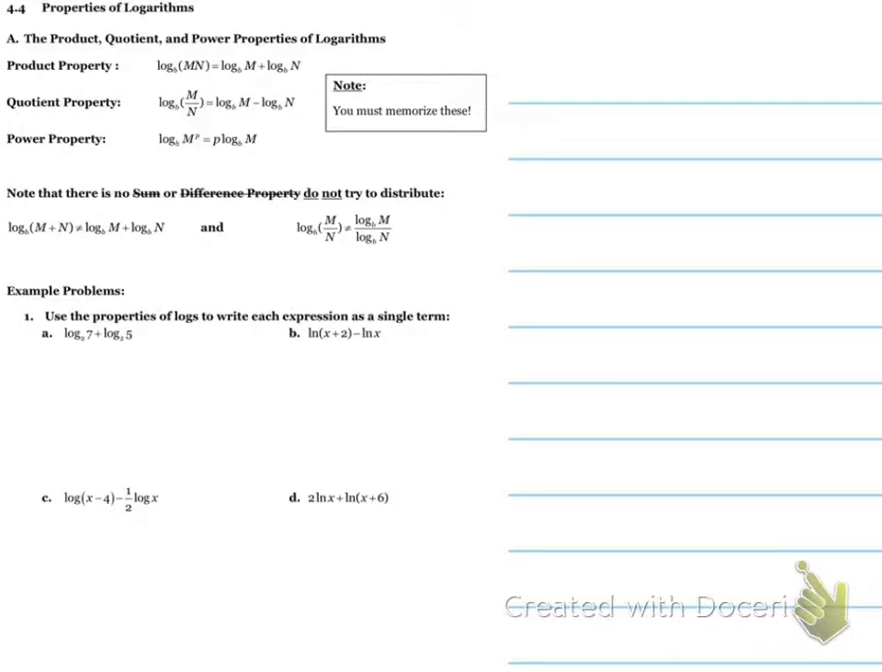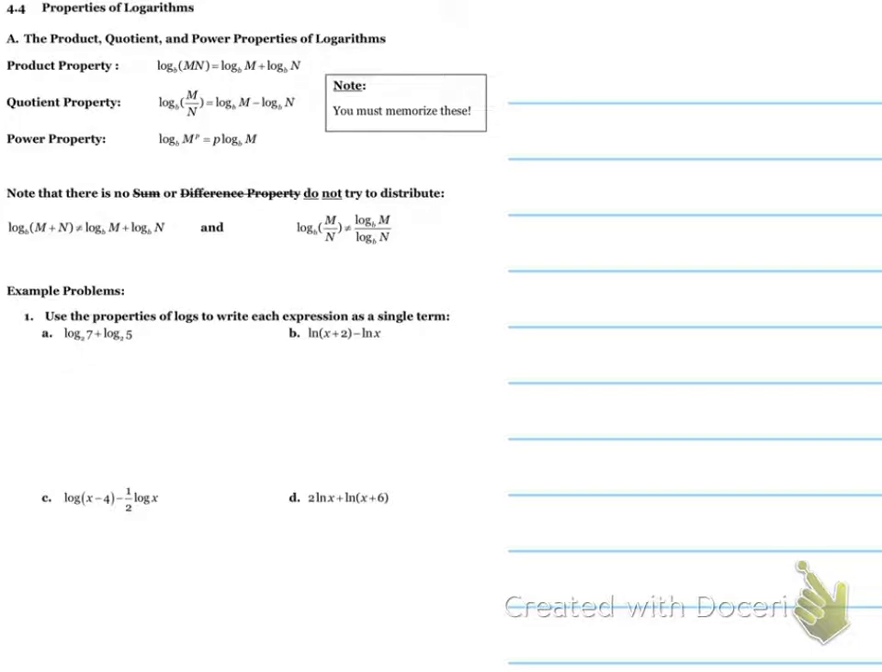4.4 Properties of logarithms. There are three properties listed here. The product property states that if you have the log base of a multiplication problem, you can separate the two terms being multiplied into two separate logs by an addition problem. The quotient property states if you have two terms being divided as an argument inside one log, you can separate them with subtraction, taking the log of both again.